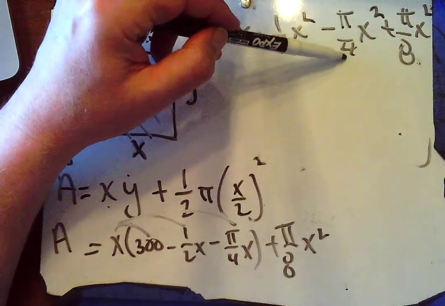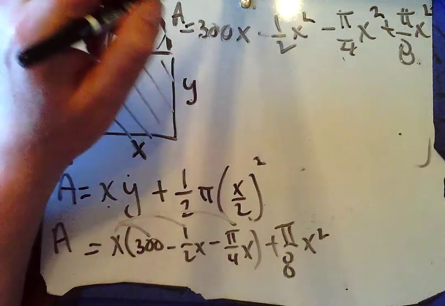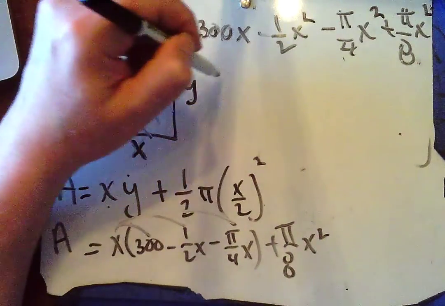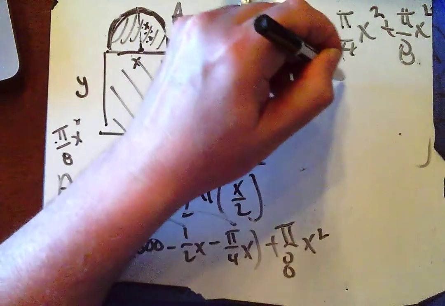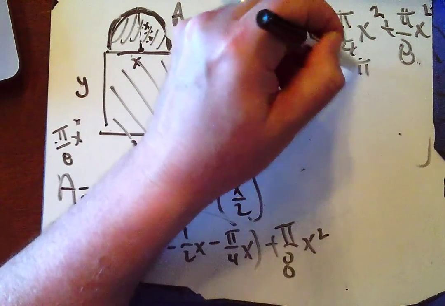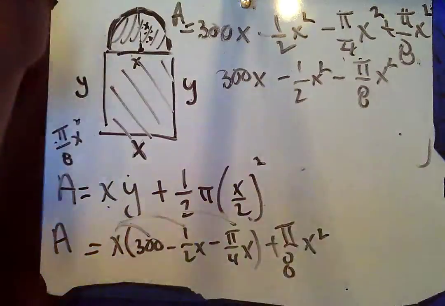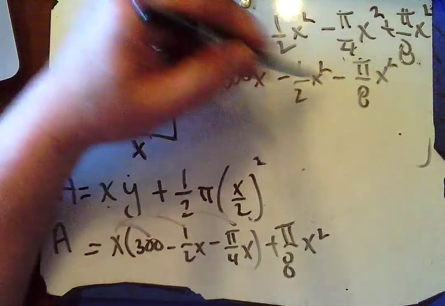Minus 2 pi over 8 plus 1 pi over 8 is going to give me 300x minus 1/2 x squared minus pi over 8x squared. There's area, all in terms of x.